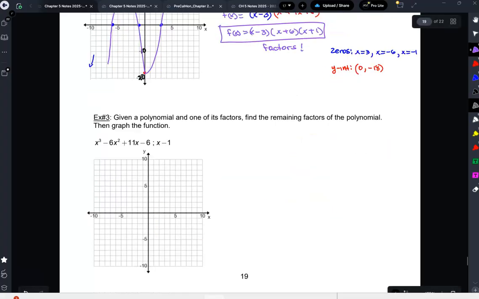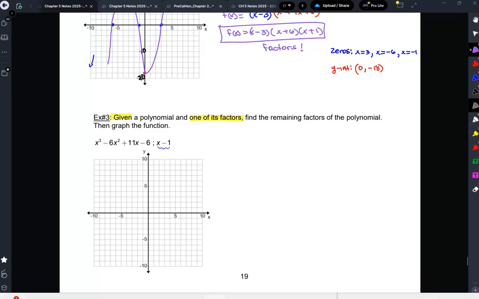So let's move on. Given a polynomial and one of its factors, find the remaining factors of the polynomial. So here we go. Let's look at what the sentence says. Given a polynomial and one of its factors. We are given one of its factors. So then when I divide by the factor, what should my remainder be? 0. Right. So let's do that.